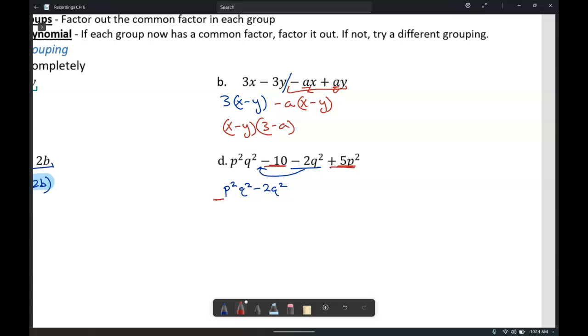Well, here I have a smaller coefficient than I do here. So what I can do is rewrite this as 5 plus p squared minus 10. That way, again, we have a smaller and a larger value. Let's go ahead and look at our factors now. Common factor of q squared, p squared minus 2. And we want to end with p squared minus 2 over here, so we have to factor out a 5. P squared minus 2 is our common binomial. Q squared plus 5 is what's left.